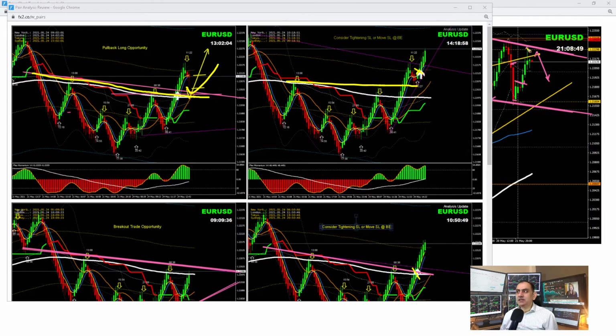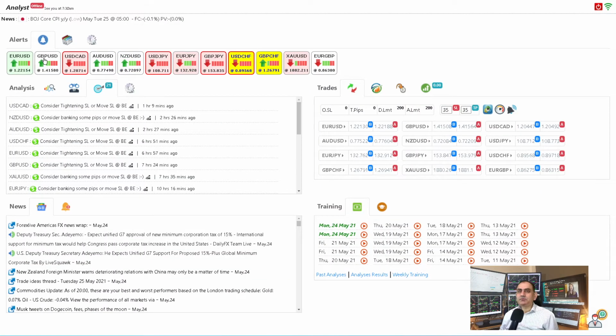As soon as the price hit this level, which is 1.2298, so the 298 level, that's what we explained to traders, it's time to either move your stop loss to break even or bank a few pips. So you can see here we were long on Euro USD today. And let's move into the pound dollar.